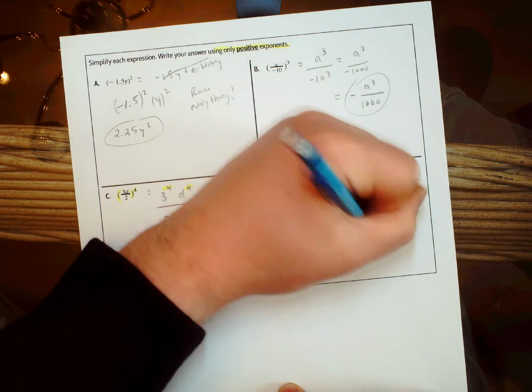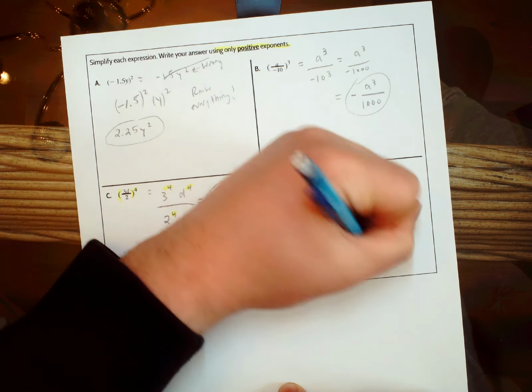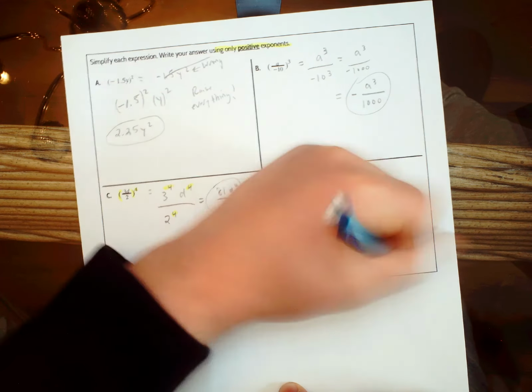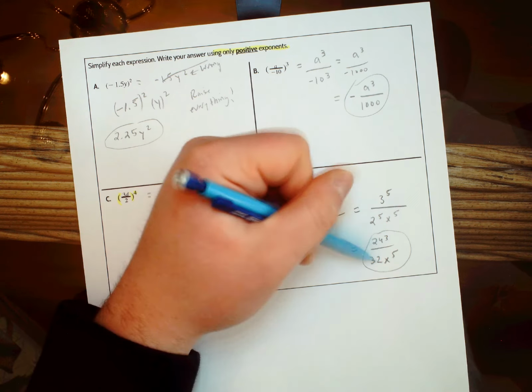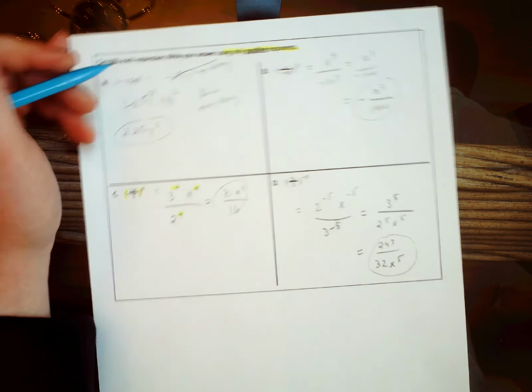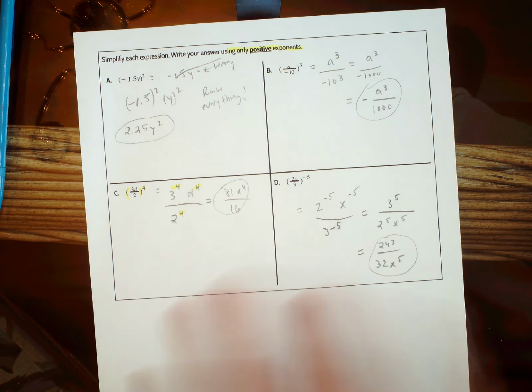So 3 to the 5th is 243. 2 to the 5th is 32. Then you have x to the 5th. Again, this would be a good time to see if you could simplify 243 over 32. You can't, so you can just leave it. So those are all the examples. I'm going to attach a blank and filled out copy of this along with the graphic organizer. You're really just following your rules.